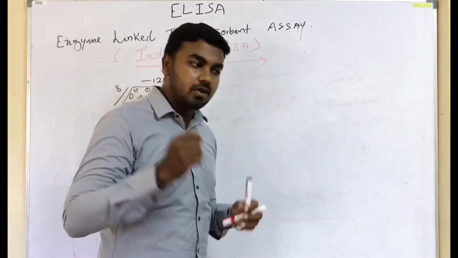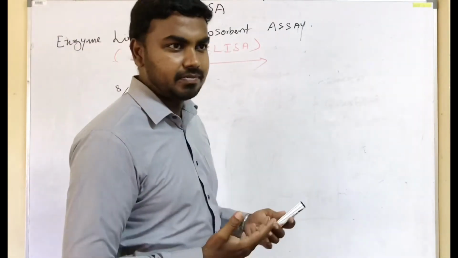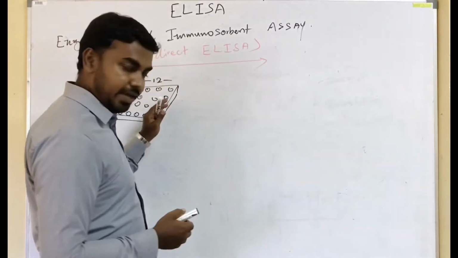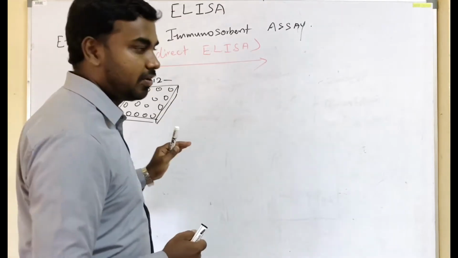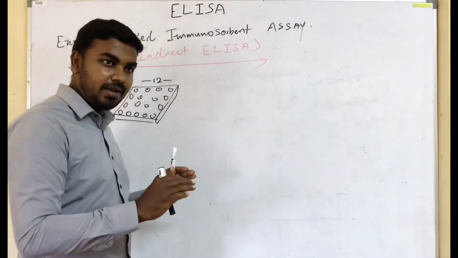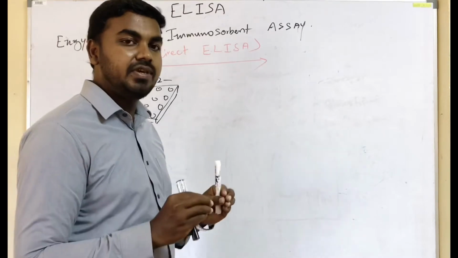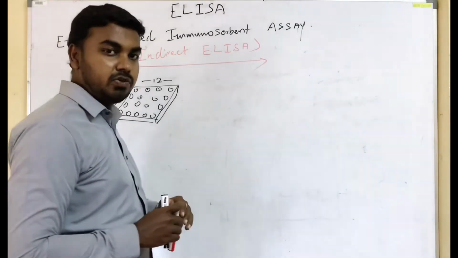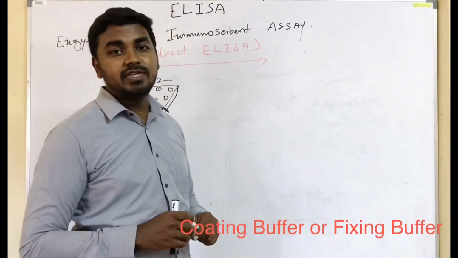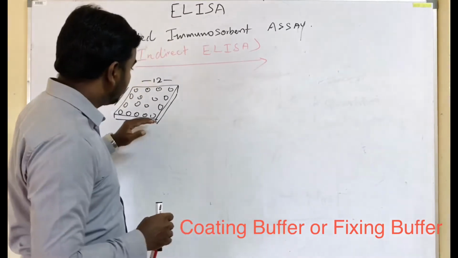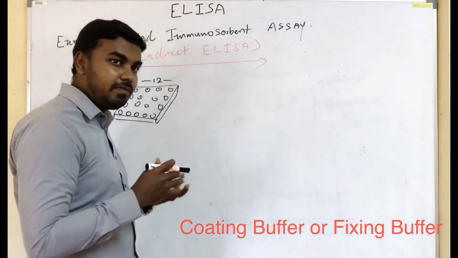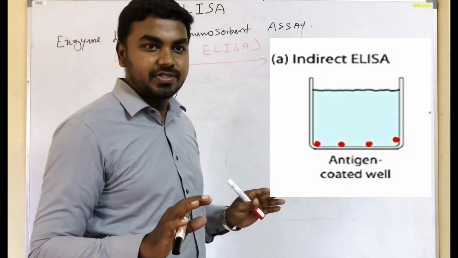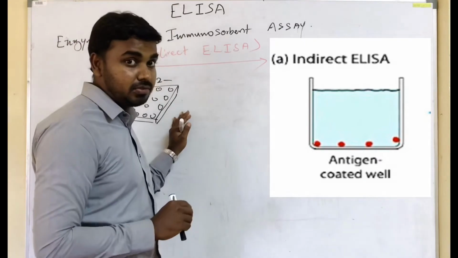In each well we load the samples, the serum. Whatever blood we collected, we just load the sample. In each well there are certain specific antigens, or else antibodies, fixed by using some fixing buffers. So all the antibodies or antigens will be inside the well. When you buy the plate, it's already fixed. According to that we are going to do the test.